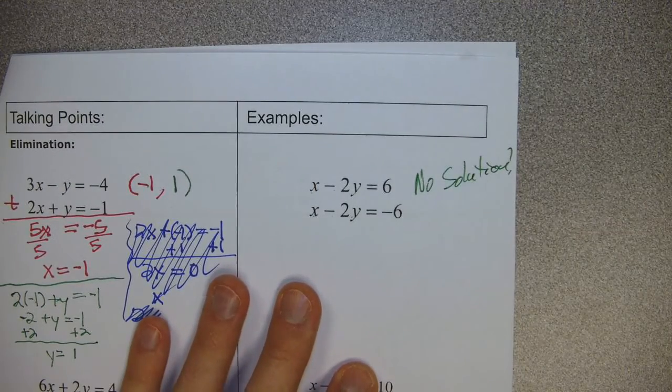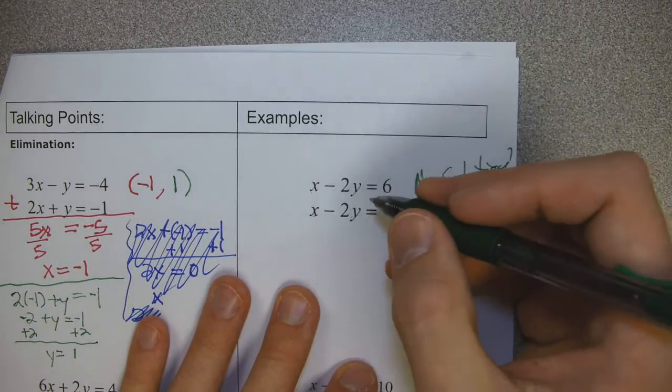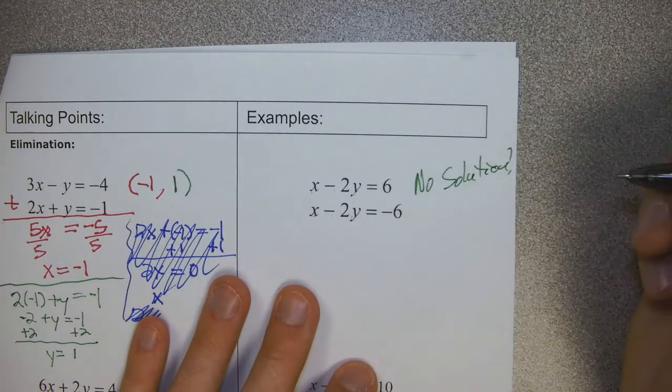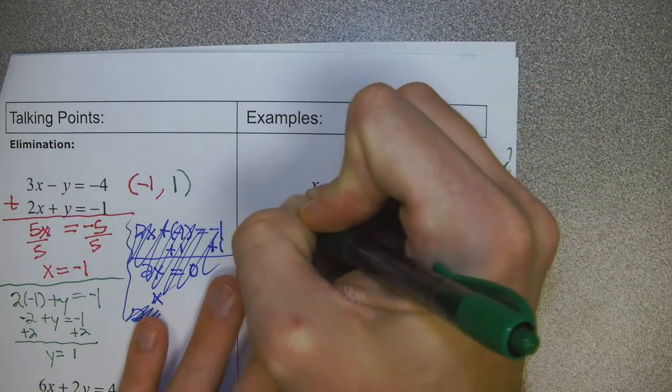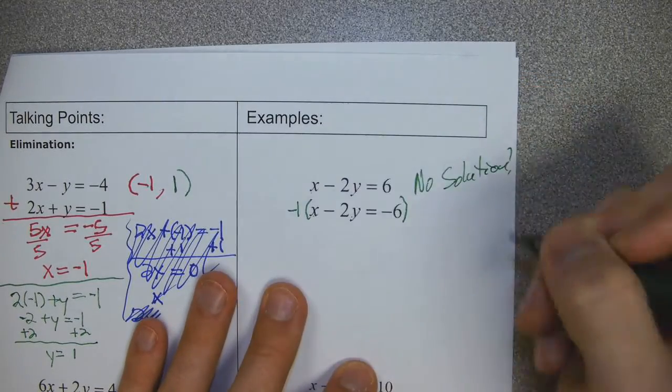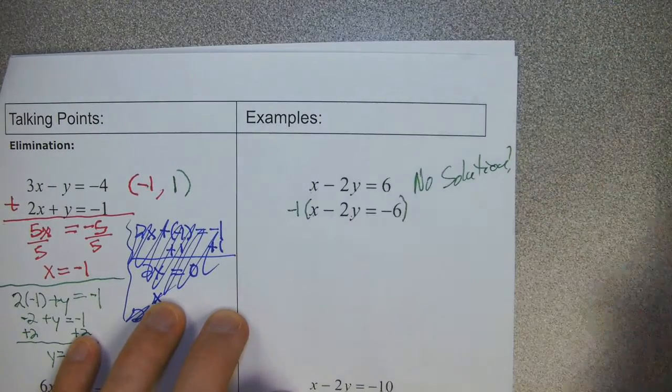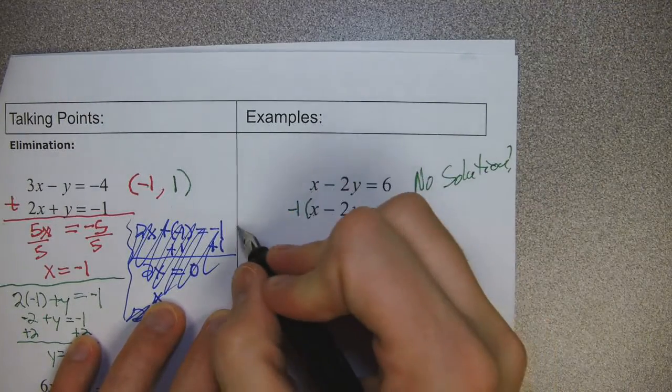So let me show you why this is a no solution scenario. What I'm going to do is multiply the bottom one here by a negative 1. So I'm going to take this entire equation and multiply it by a negative 1. If I do that, we'll keep the top equation. So let's rewrite it.